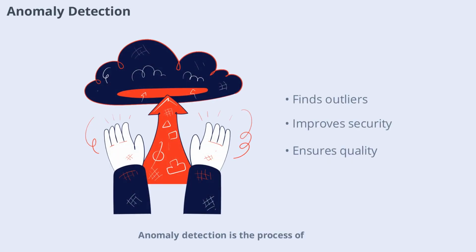Anomaly detection is the process of identifying unusual patterns or outliers in data. Statistics helps us define what's normal and flag anything that deviates from the norm. In data science, anomaly detection is used in fraud detection, network security, and quality control.